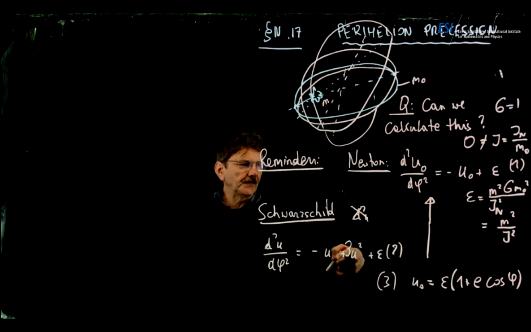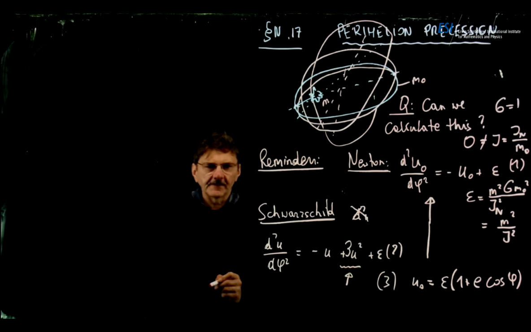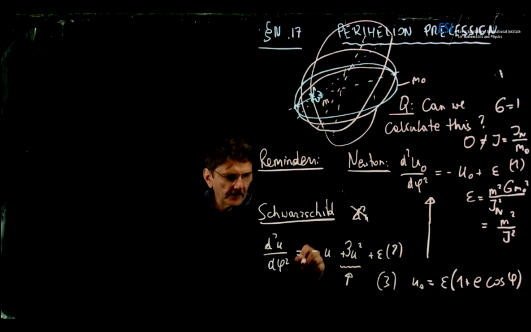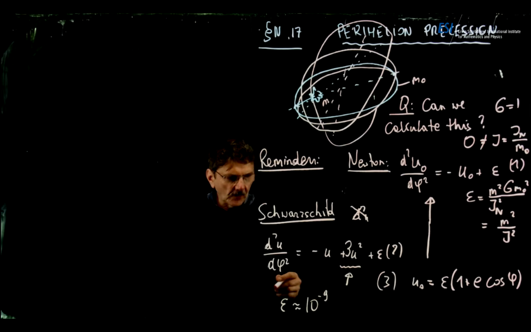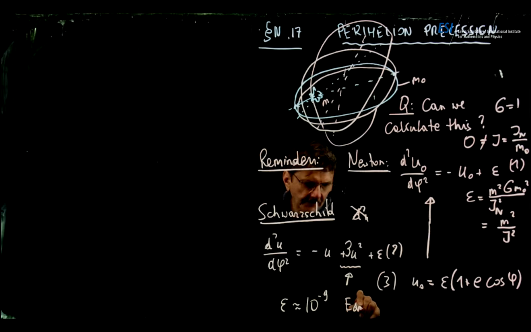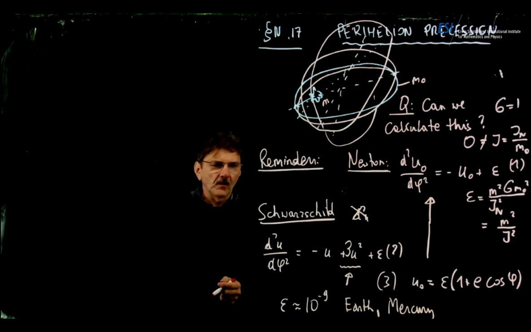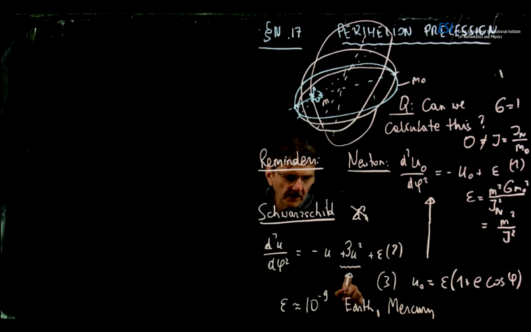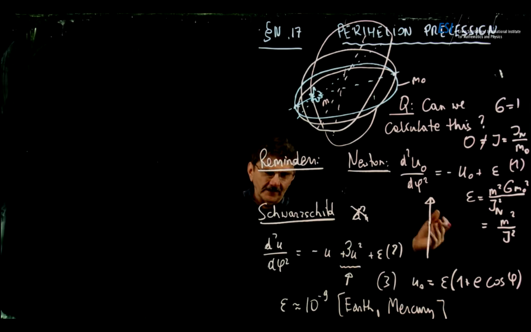And of course, these equations are pretty similar, except for this term here, right? And this term is quadratic. And u, or this epsilon, is of order 10 to the minus 9 for Earth on its orbit, or for Mercury, also of this order. So this is obviously small already. And then 3u square is obviously even smaller.